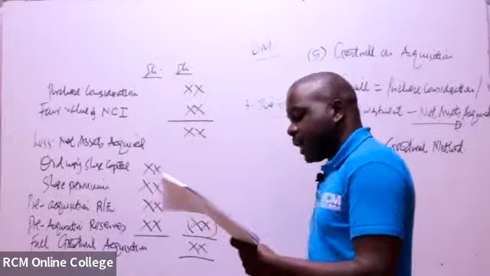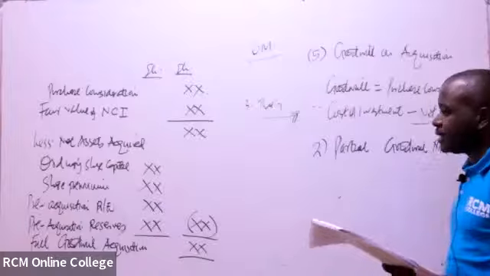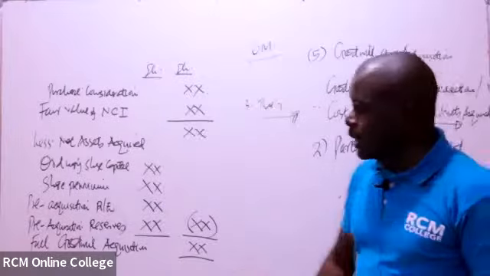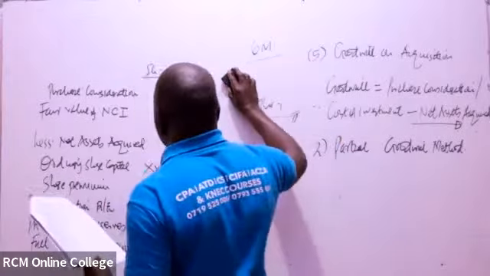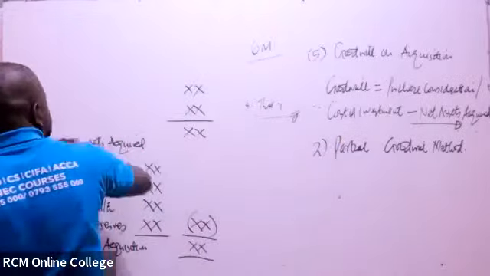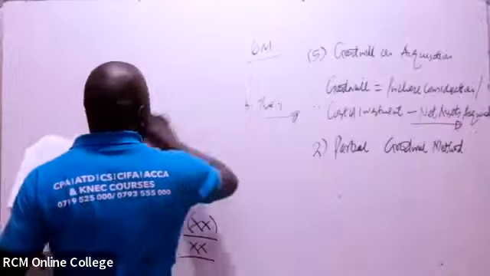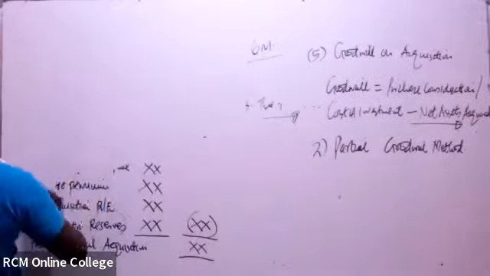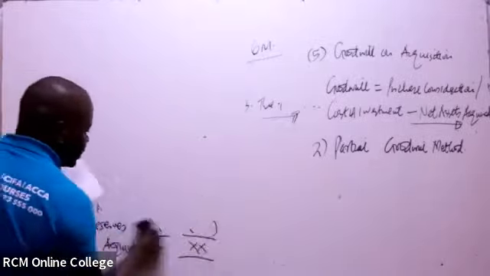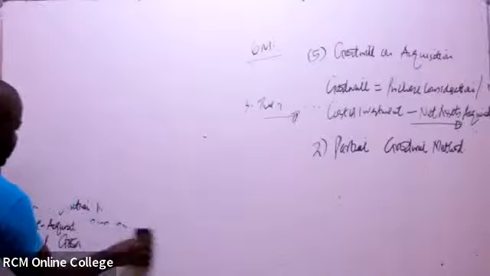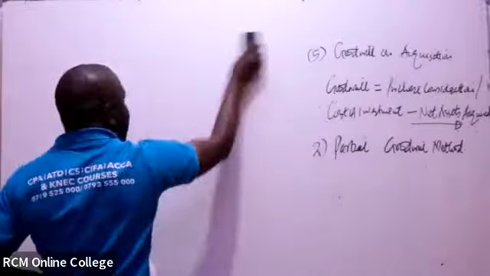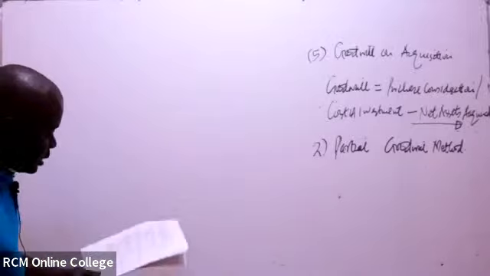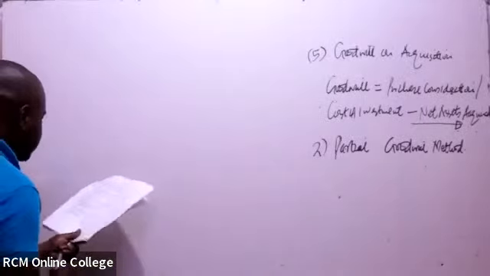It is determined as follows. These are now how you use the partial goodwill method to calculate.